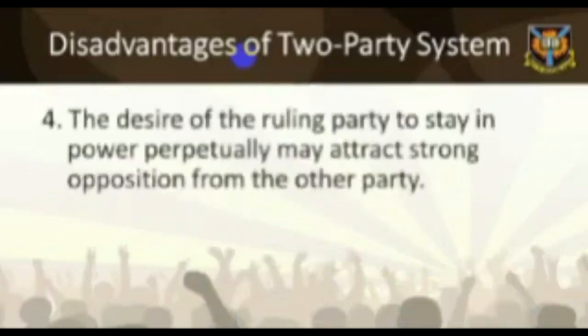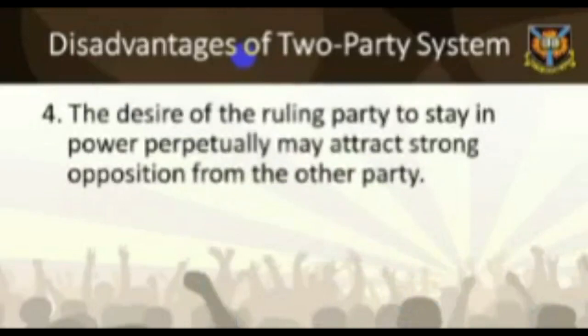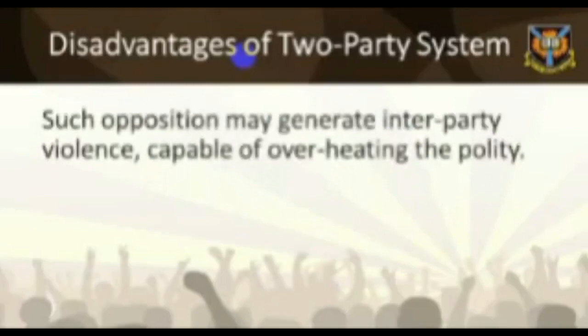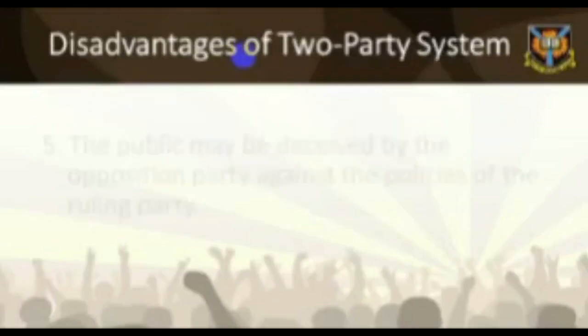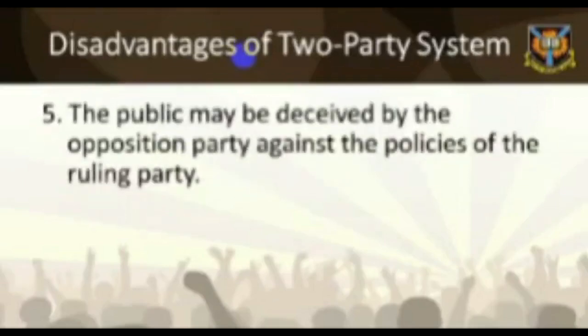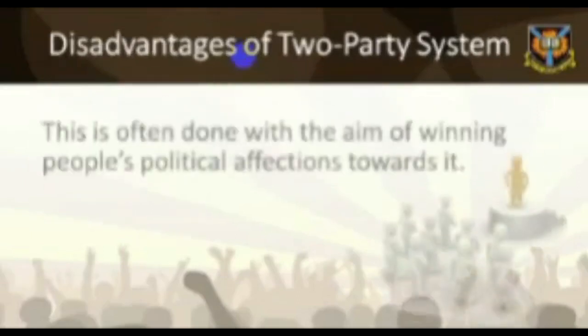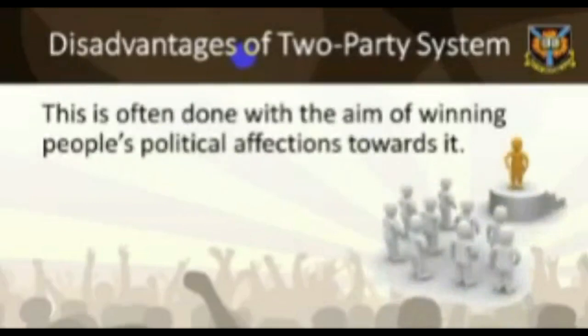4. The desire of the ruling party to stay in power perpetually may attract strong opposition from the other party. Such opposition may generate inter-party violence capable of overheating the polity. 5. The public may be deceived by the opposition party against the policies of the ruling party. This is often done with the aim of winning people's political affections towards it.